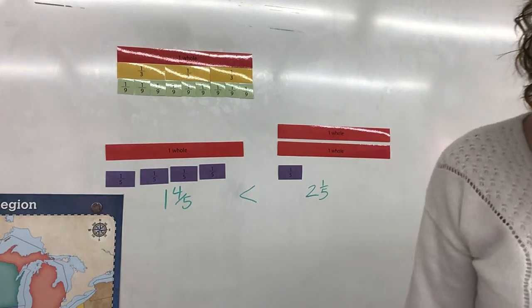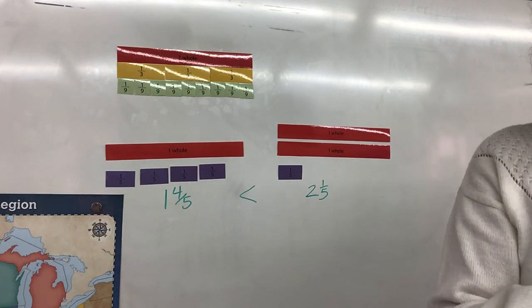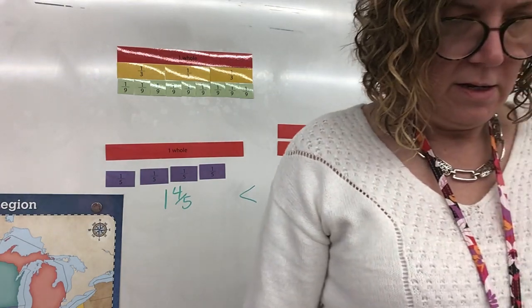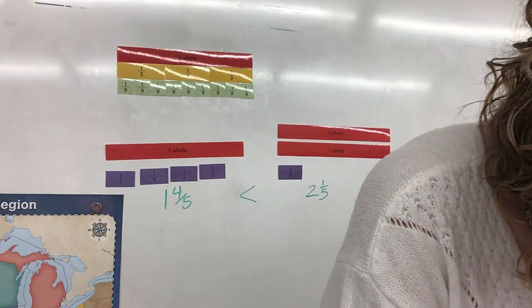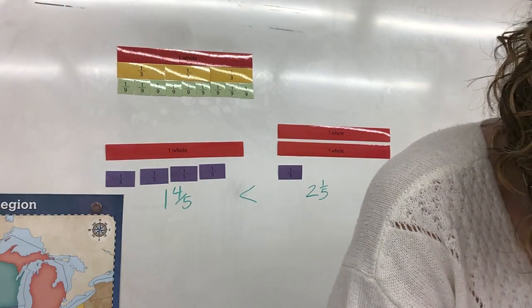And for the one we're comparing it to, you're coloring how much? 1 third. So you're going to color how many pieces? 1. Just 1. And let's compare it. 2 thirds is greater than 1 third.